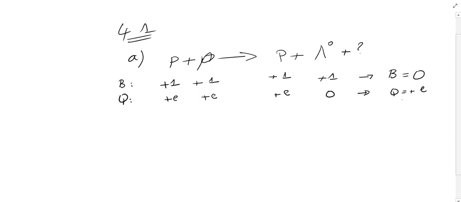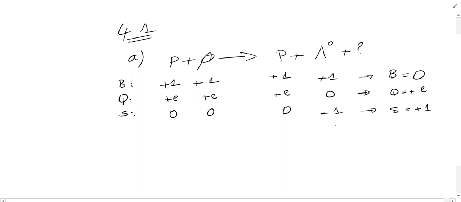Okay, what's the third thing in here? The strangeness. If you look at the strangeness S for this reaction, and look at the table, the proton has 0 strangeness, and the lambda particle has a negative 1. So this proton is 0, this one is 0, this one is 0, this is a negative 1. So the S for this particle must be equal to positive 1 to compensate, so that there is no change in the strangeness. Okay, conservation of strangeness. So we have everything now.